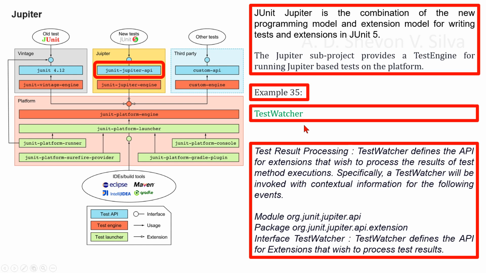If instances of ExtensionContext.Store.CloseableResource are stored in the Store of the provided ExtensionContext, they will be closed before methods in the TestWatcher API are invoked. You can use the parent context Store to work with such resources.